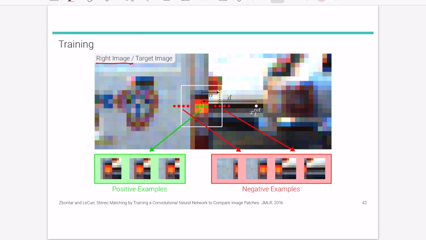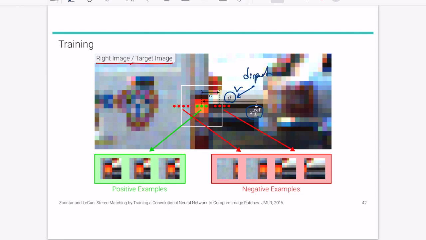This is the right image and this is the target image. Let's suppose that there are corresponding patches in the left image, and here was the original pixel in the left, but it should be moved to the left direction by D pixels, which is the disparity.